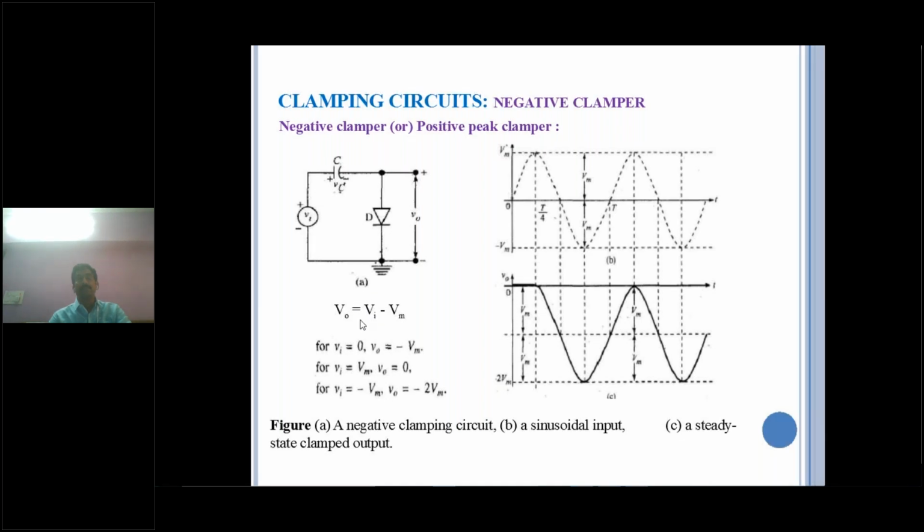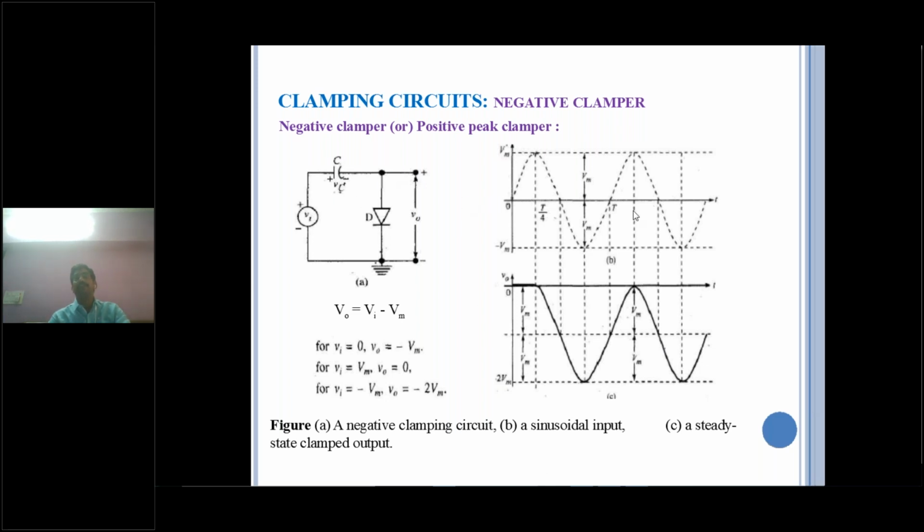According to this, you have to substitute the different values of Vi. Suppose Vi equals 0, then V0 equals minus Vm. Similarly, input voltage Vi equals Vm, so Vm minus Vm is 0. Similarly, Vi equals minus Vm, output voltage equals minus 2Vm. Likewise, you have to draw the output waveform. This is the negative clamper circuit.